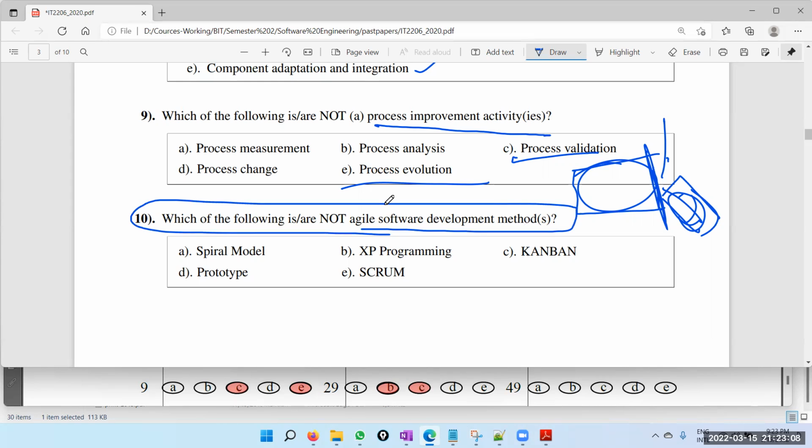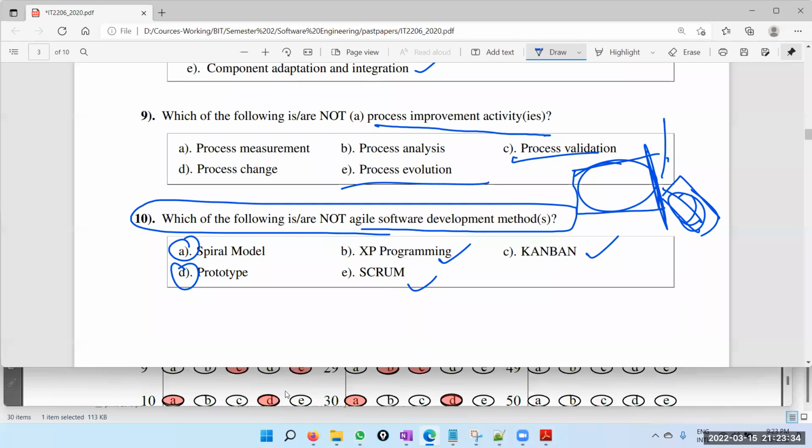Agile development methods තමයි මොනවාද? Scrum, XP තමයි ප්‍රධාන දෙන්න. ඊළඟට Kanban වගේ. Right. XP, Scrum, those are the 2 main. Then the Kanban, Lean, over the agile. So spiral is not agile. Prototyping is not agile. A and D. Right. A and D.